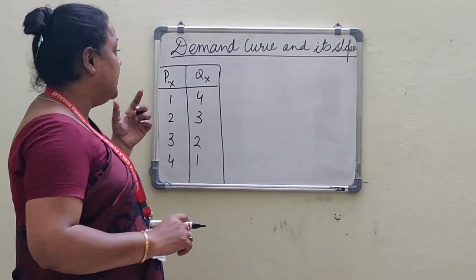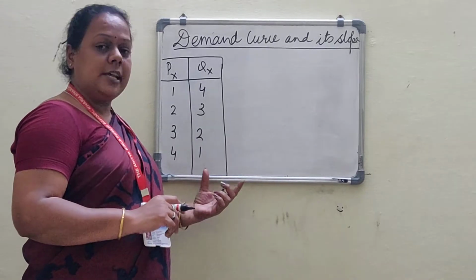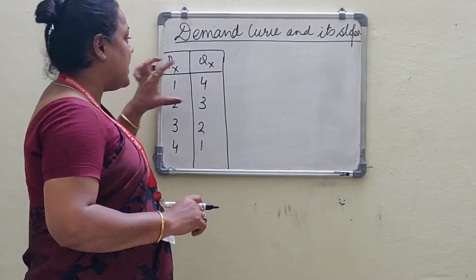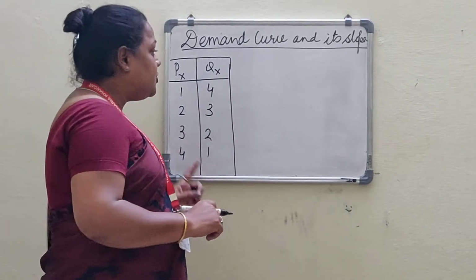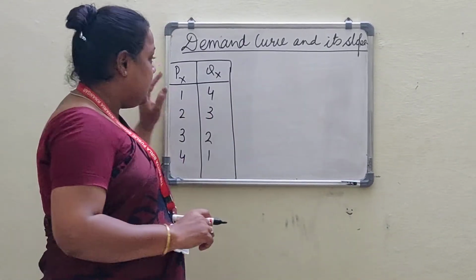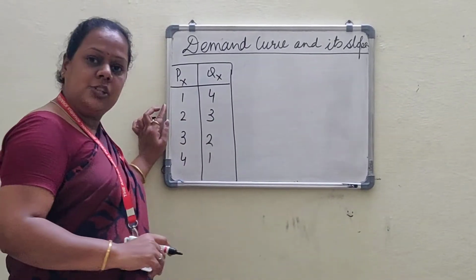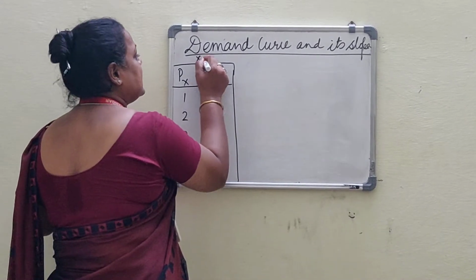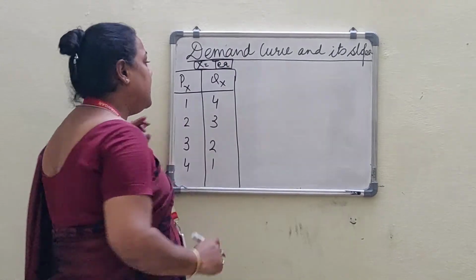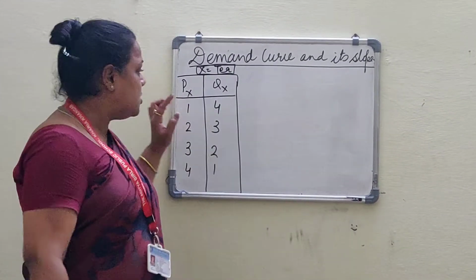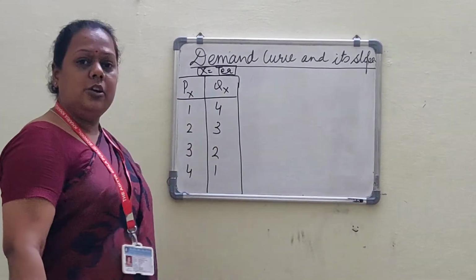a demand schedule is. Any table which tells you about the price and quantity of any specific commodity, that kind of schedule is known as a demand schedule. Here I have shown you a specific schedule. Here we can take X as tea, simply any commodity. I have taken the price of tea and the quantity of tea.